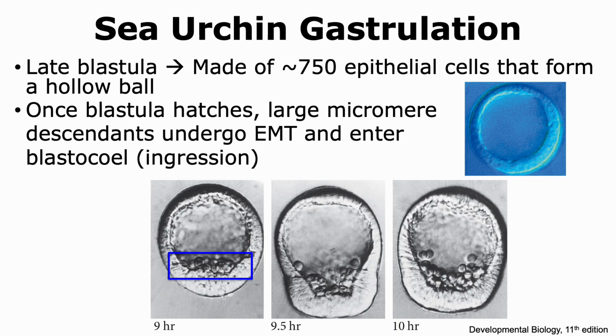So if we look at the blue box, we're actually seeing cells that are undergoing epithelial mesenchymal transition. And this ingression causes changes in the shape that we can see in the second figure for the embryo. And in the third panel, we can see more and more cells undergoing EMT. These cells are the descendants of the large micromeres.